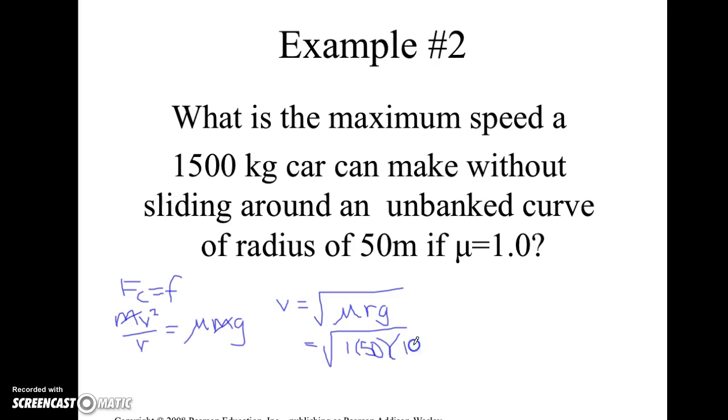and then I have 10. So essentially the square root of 500 gives me 22.4 meters per second.